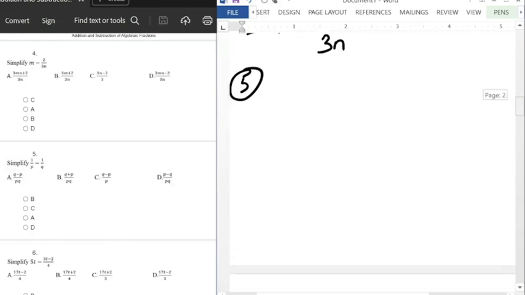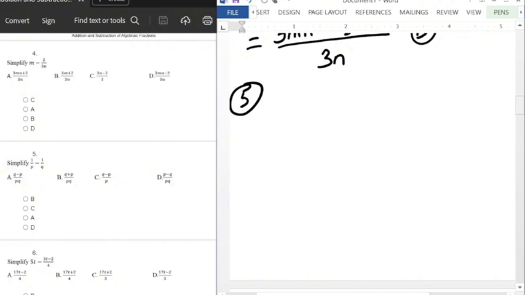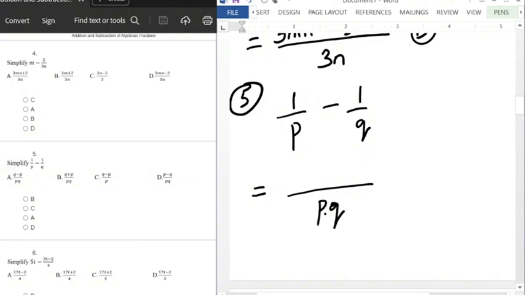For question number 5, we have 1 all over p minus 1 all over q. So what we're going to do here is find the LCM. The LCM of p and q is pq. So pq divided by p is q. q times 1 is q. Minus pq divided by q is p. p times 1 is p. So the answer is equal to q minus p divided by pq.